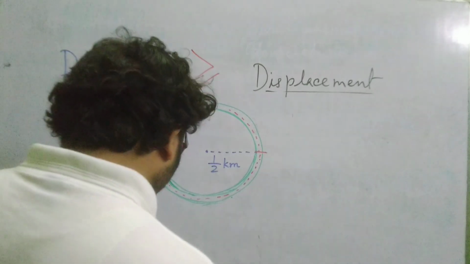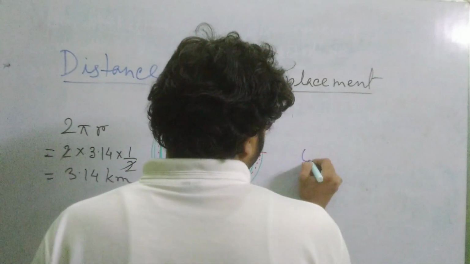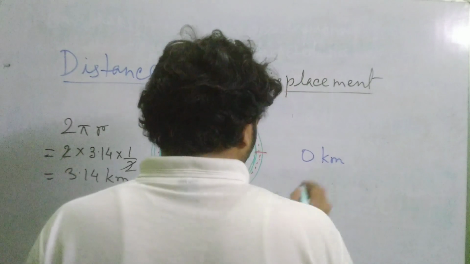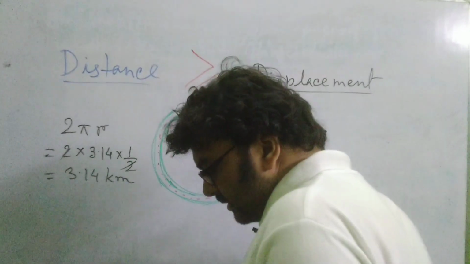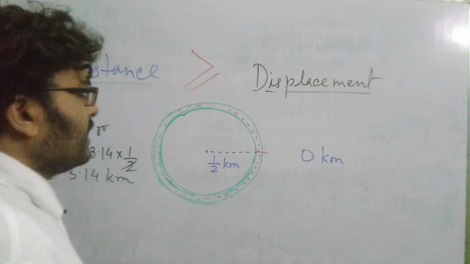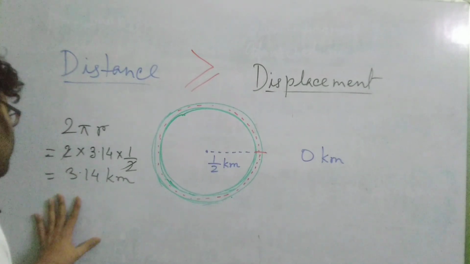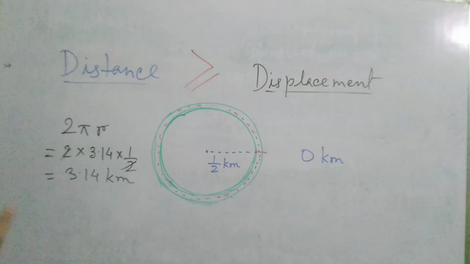However, when you consider the displacement, it is actually 0 kilometers, because where the athlete started, the end point is the same, isn't it? So in this case, the athlete has a displacement of 0 kilometers. This is another example: while moving on a circular track, if you move a complete circle, you have 0 displacement, but you have actually moved a certain distance.